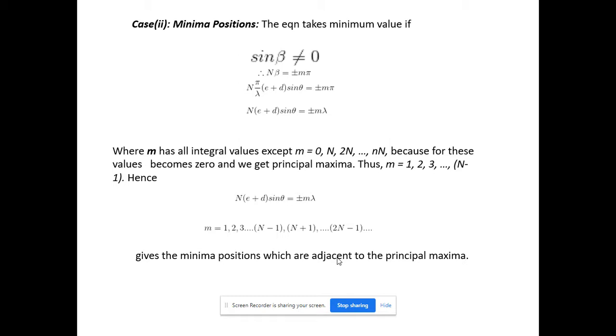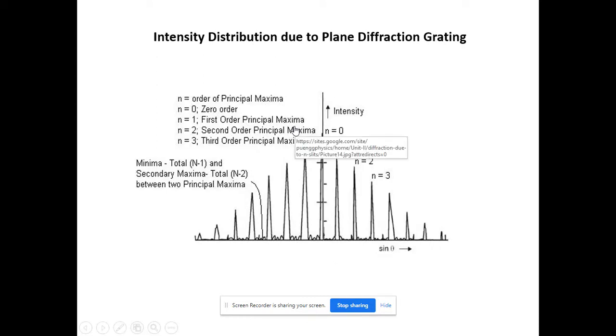I will also tell you how we can perform the same experiment in the lab by use of the spectrometer. But so far, here I just want to show you the picture of how these principal maxima and minima will look, and this is the intensity distribution. I will explain this intensity distribution in tomorrow's class, but you can see that this is N equal to 0, the 0th order principal maxima. Similarly, first order principal maxima, second order, third order, and so on.